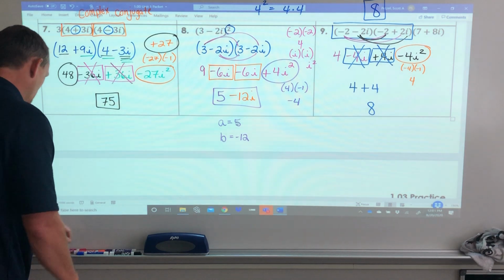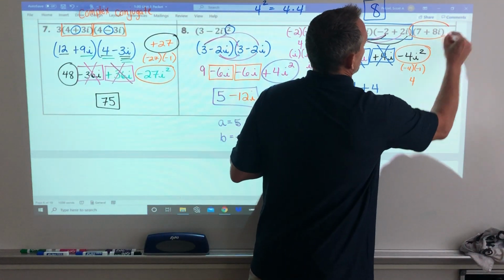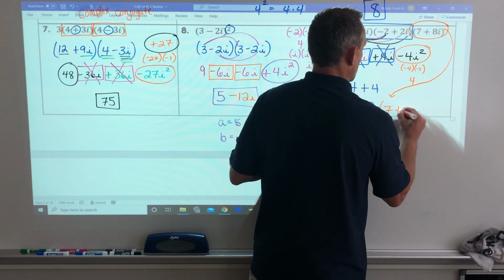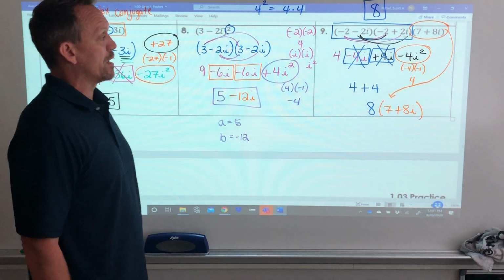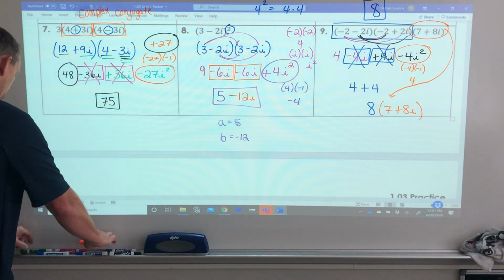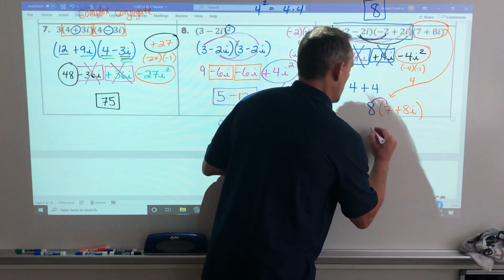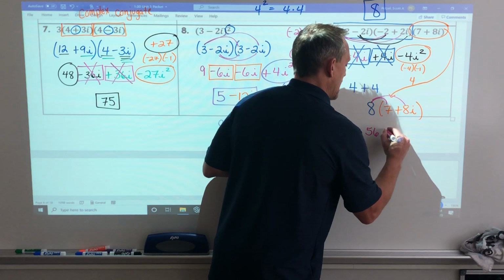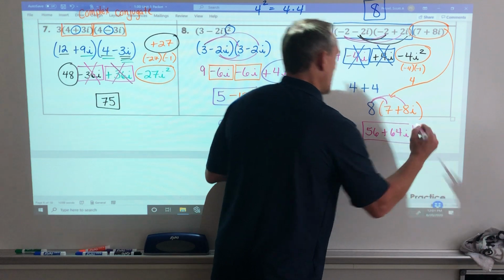Let me know. But unfortunately, we're not finished because we still have this piece that's got to come down to here. That was just multiplying those two binomials together, which happen to be complex conjugates. Now we have to deal with this bad boy, which says 8 times 7 is 56. 8 times 8i is 64i. And that is your final answer.